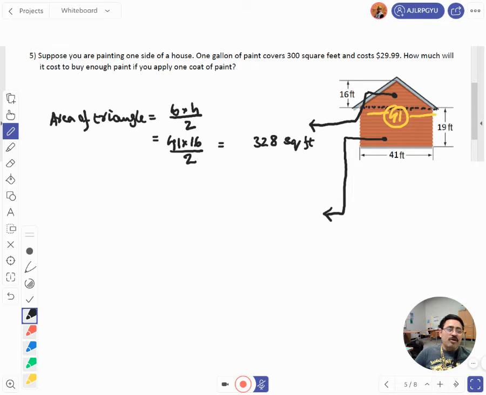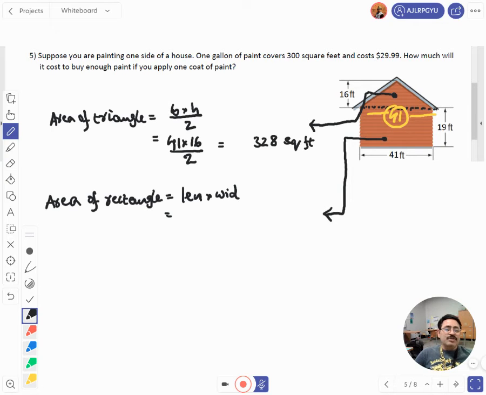Anyhow, you are not going to paint just the triangular part. You are going to paint all over. So I just computed this one. And the second part is, you have to paint the lower part too, which is in the shape of a rectangle. Therefore, area of a rectangle equals length times width.